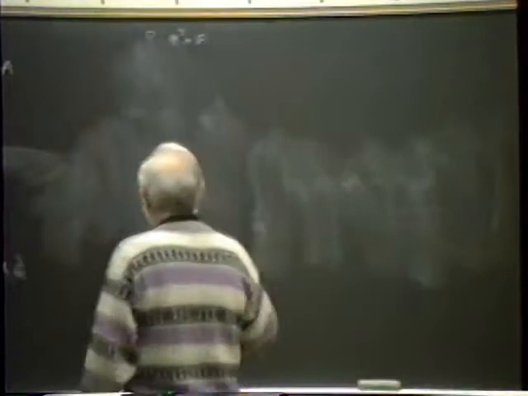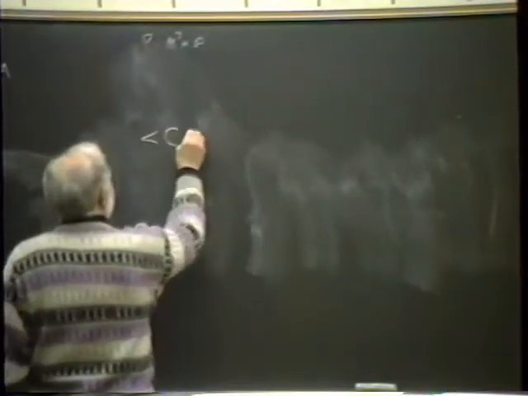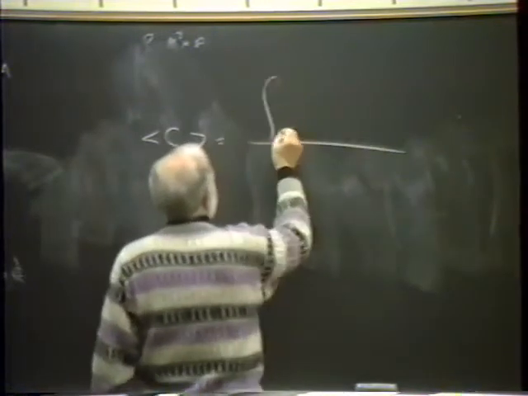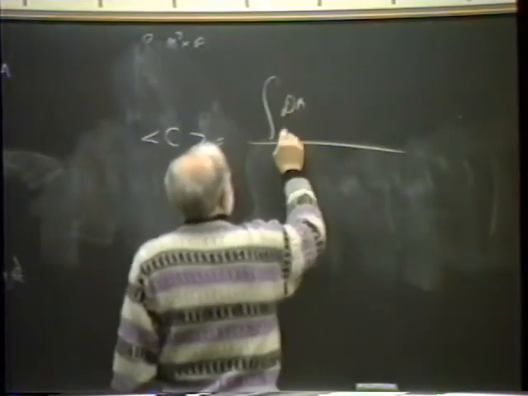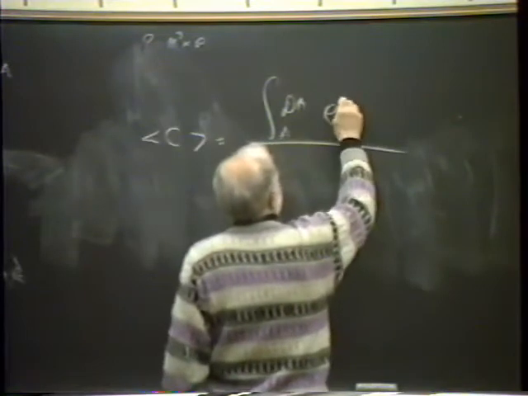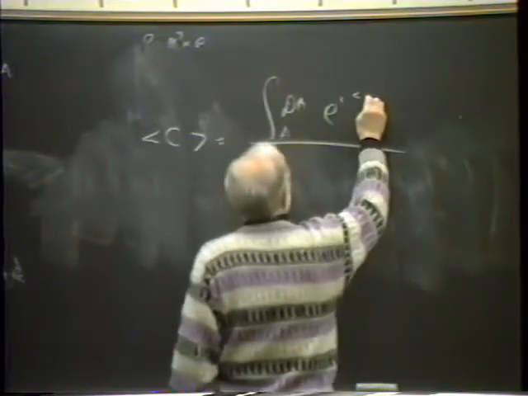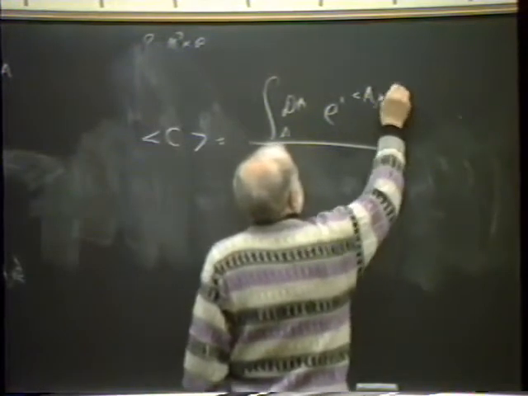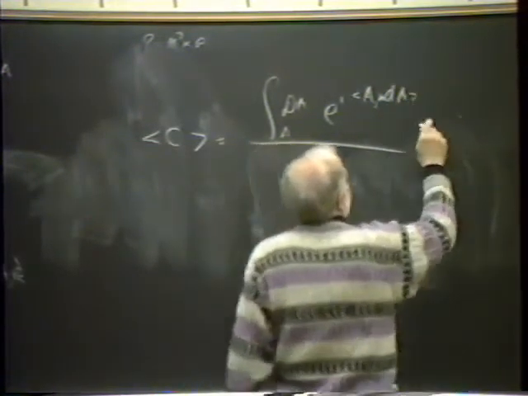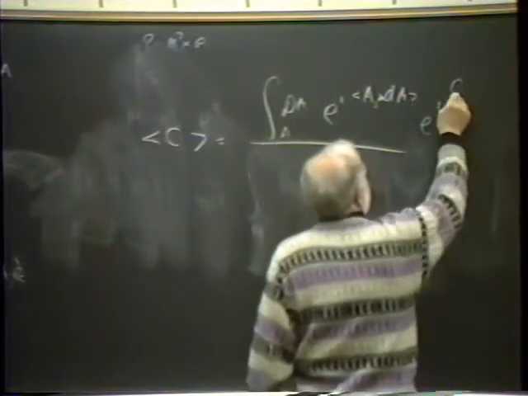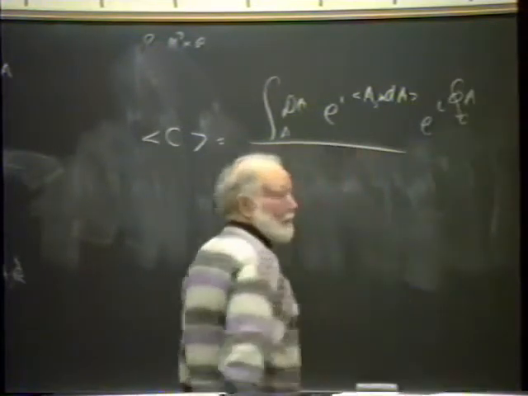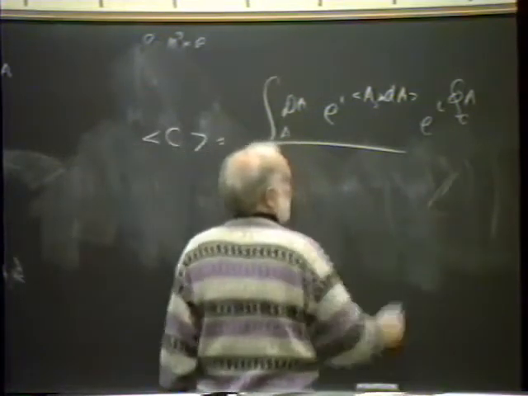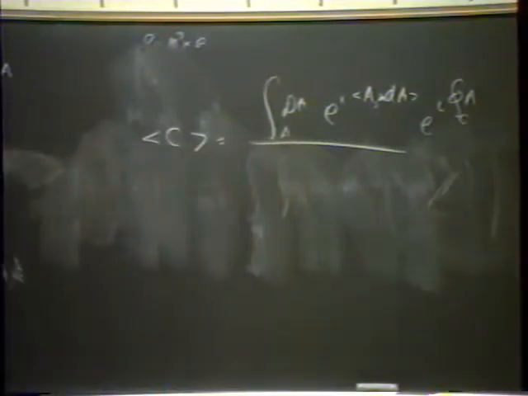And I want to rewrite it. The expectation value of C in the abelian case is, in the numerator, the integral of dA over A, e to the i, and here I have A star dA, e to the i. Now we have an honest integral around the curve C. And in the denominator, I just have this without that piece in it. Okay?